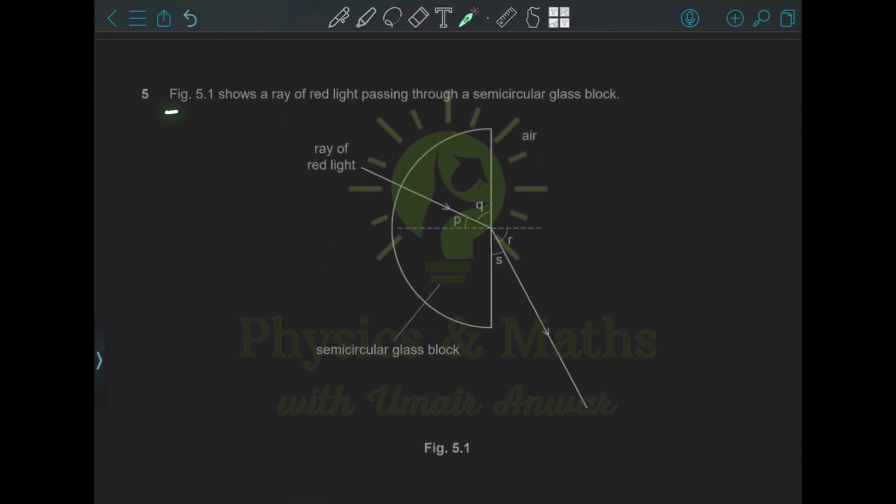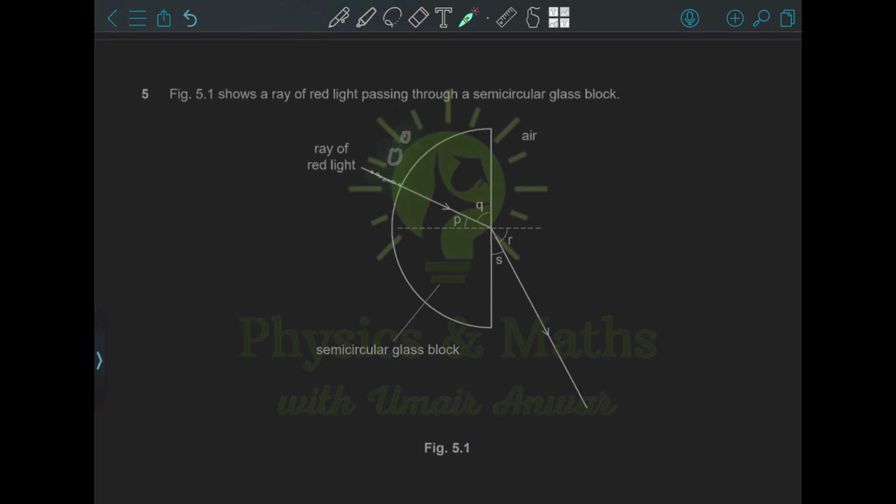This question reads, Figure 5.1 shows a ray of red light passing through a semicircular glass block. So we have a single color ray of light coming. It enters a semicircular glass block, and at this point, it continues its path straight without any deviation. Because at this point, when we draw the normal over here, the angle between the incident ray and the normal would be 0 degrees.